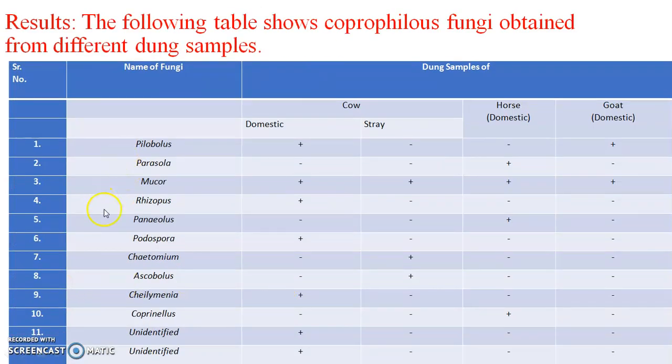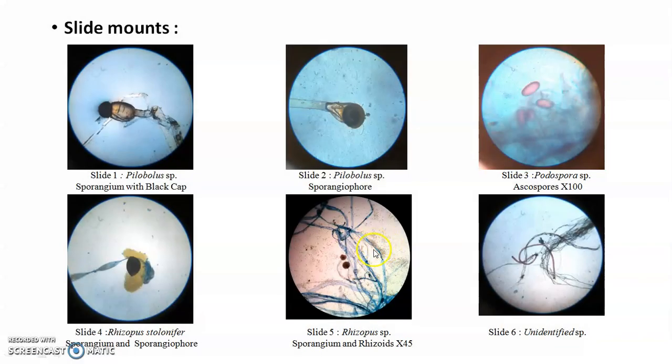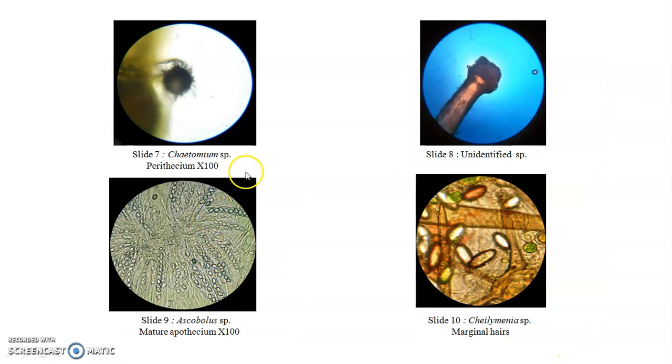This is the result. There are altogether 12 types of fungi observed: Pilobolus, Parasola, Mucor, Rhizopus, Panaeolus, Podospora, etc. And their presence and absence in domestic and stray types of animals, in cow, horse and goat sequentially. These are some beautiful slides of fungi: Pilobolus, Podospora, Rhizopus. This is another Rhizopus slide. This is an unidentified one. Okay, Chaetomium. This is one unidentified one. Ascobolus, Chilomenia.